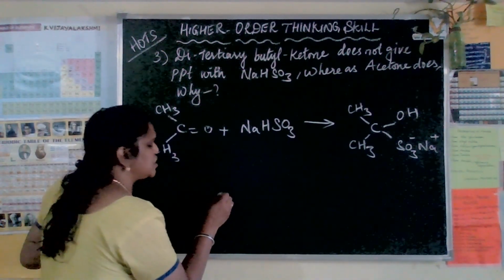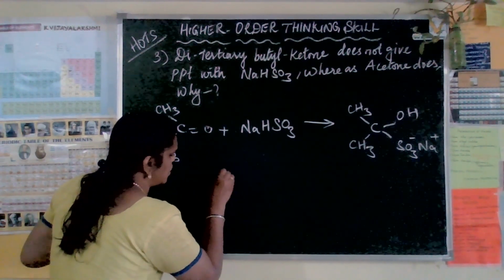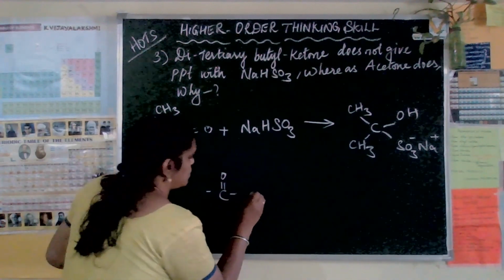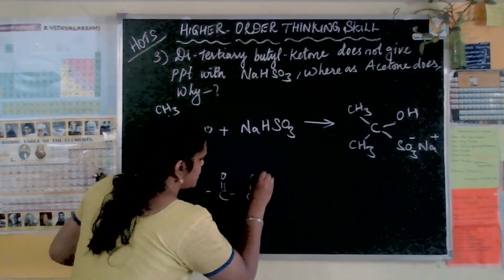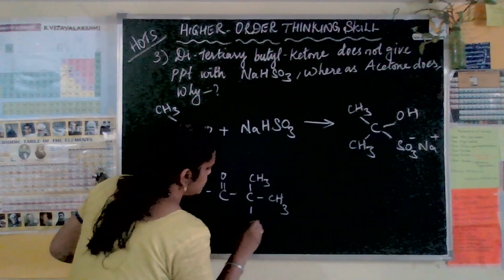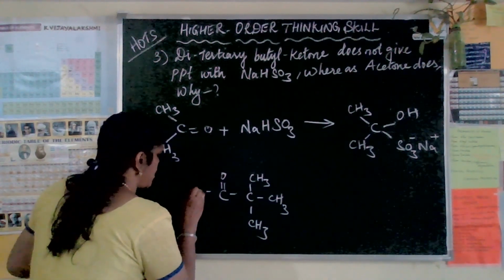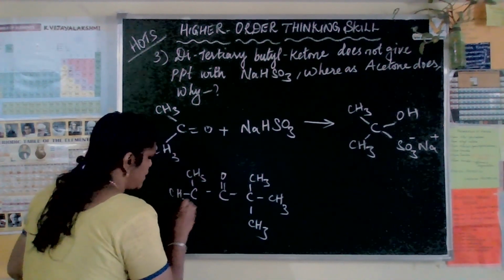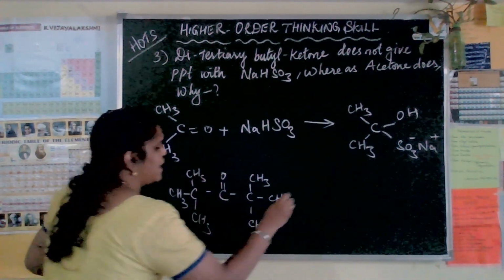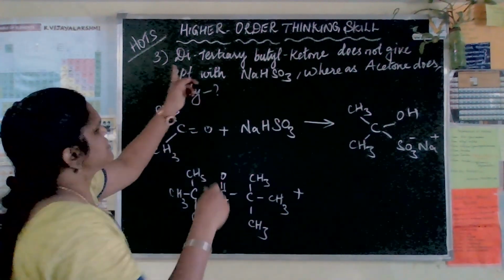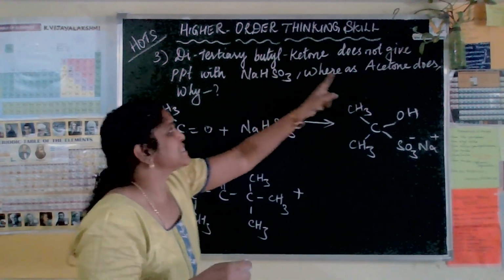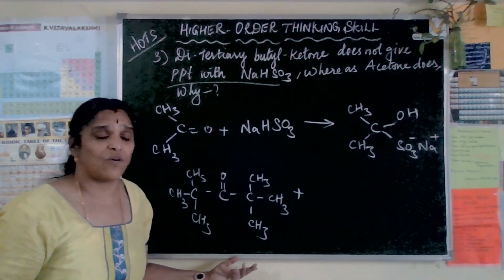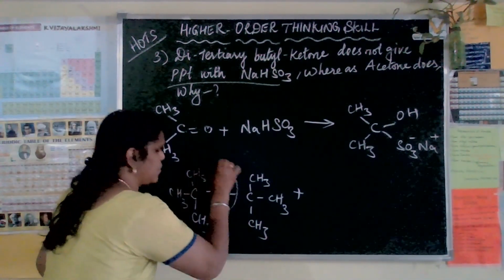So di-tertiary butyl ketone, this is a ketone. Di-tertiary means two tertiary butyl groups will be there. So here CH3, CH3, CH3. The same way here CH3, CH3, CH3. Why does di-tertiary butyl ketone not give a precipitate? Where will it go and react? This is a carbonyl group.